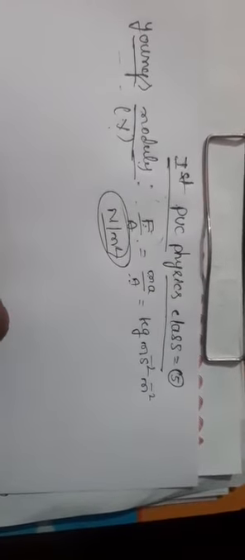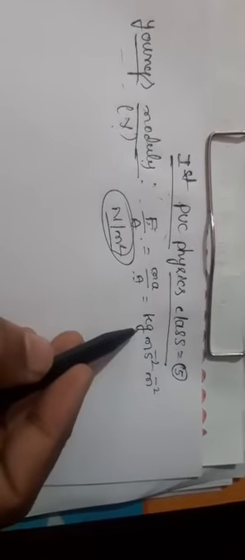What is the force? That is mass into acceleration, divided by area. What is the unit of mass? That is kg. What is the unit of acceleration? Meter second to the power minus 2. And the unit of area is meter to the power 2. The standard SI unit of Young's modulus is Newton per meter square.